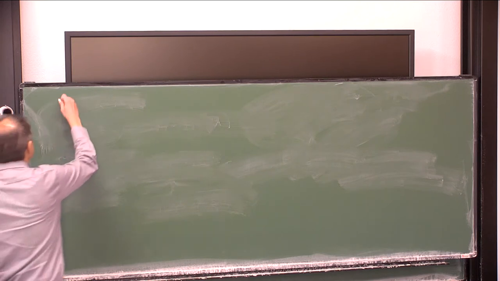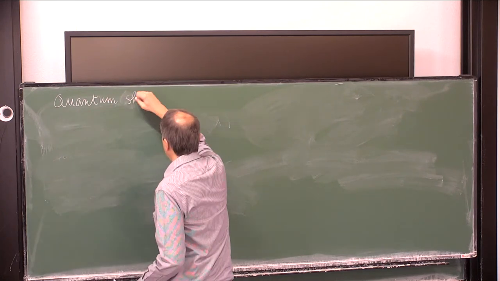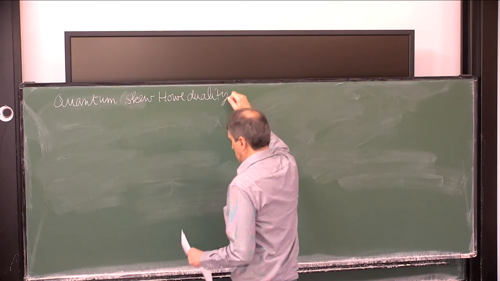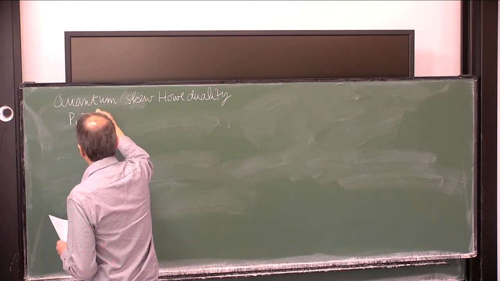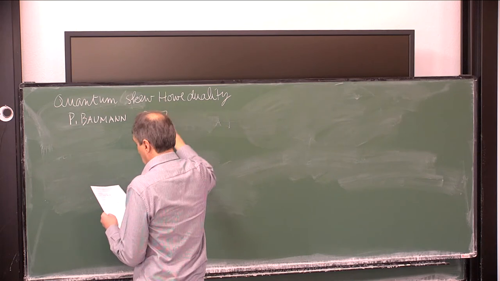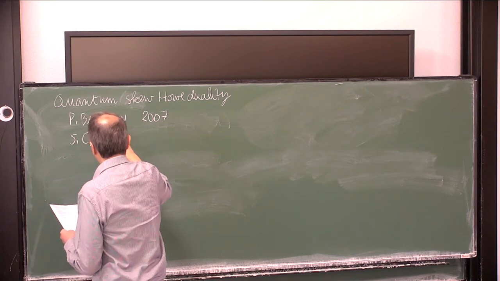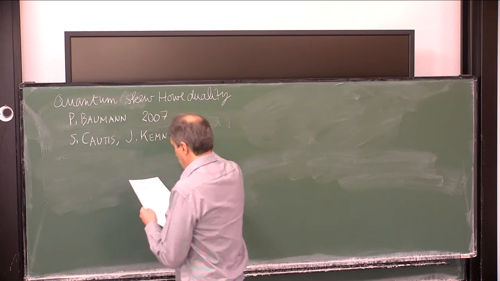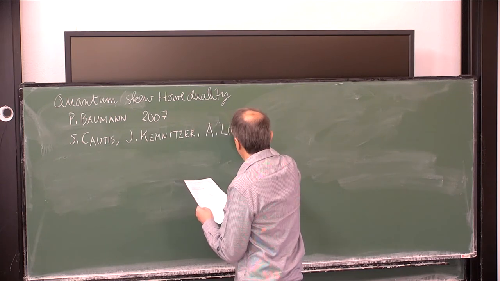So let me call it quantum skew Howe duality. There is some literature on these things. There is Pierre Baumann, one place where he discusses Howe duality in the quantum case. And also the people who are doing categorification are interested in these things: Khovanov, Lauda, Cautis, Kamnitzer, Licata.